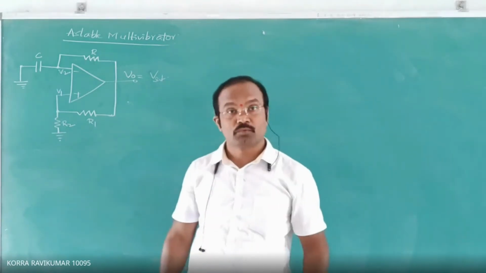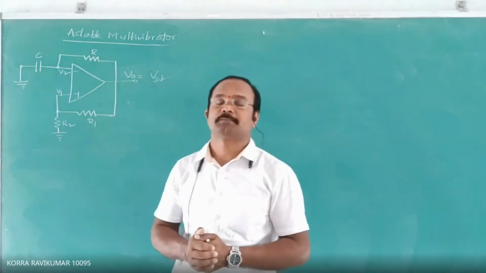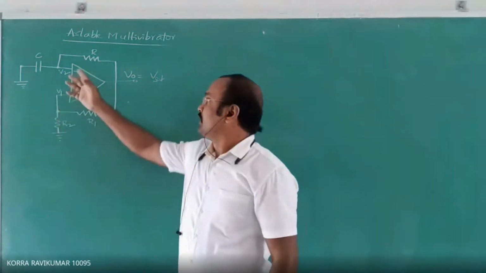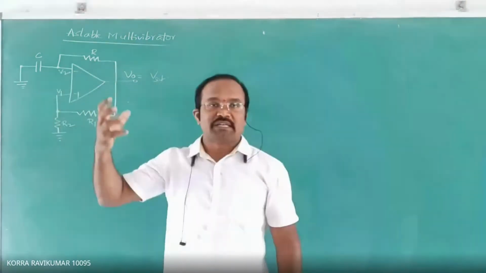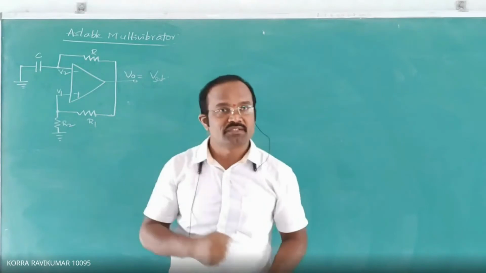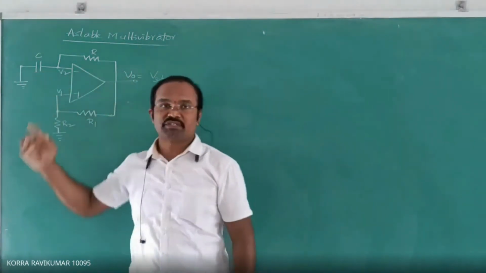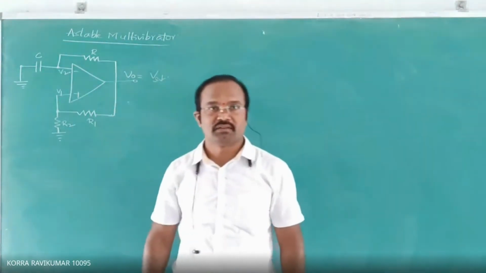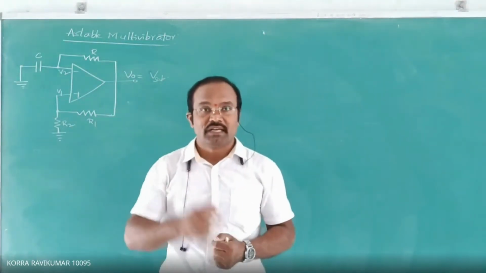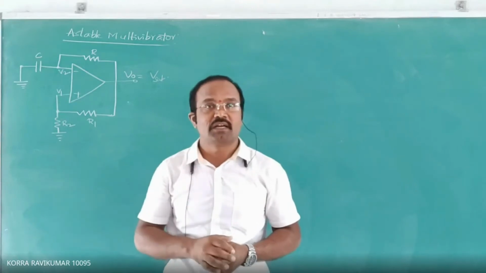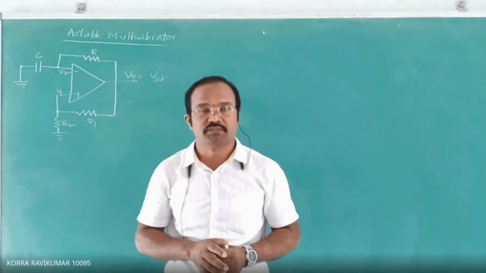Thereafter, the voltage across the capacitor is equal to the reference voltage. Because of this V naught equal to V saturation only, the capacitor charged to its maximum level, 90% of its maximum level. That maximum level voltage is called V reference voltage.